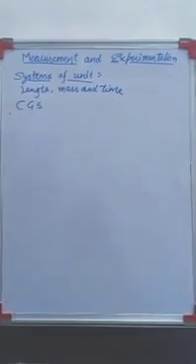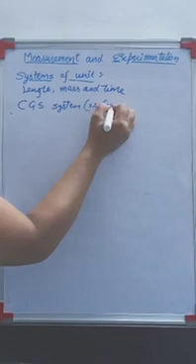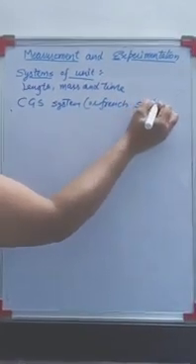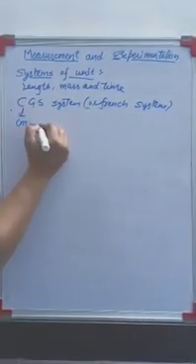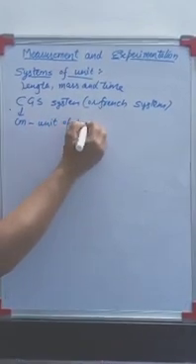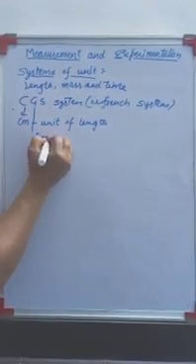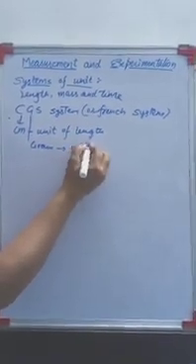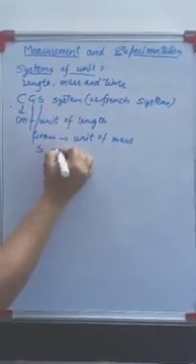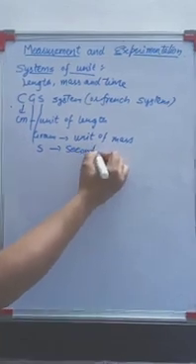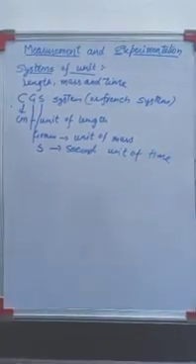First is CGS, or also you can say French system, right? Where C stands for centimeter, that is the unit of length in CGS, right? G stands for gram, and gram is what? It is the unit of mass. And S stands for seconds, and this is what? It is a unit of time. This is a CGS system.